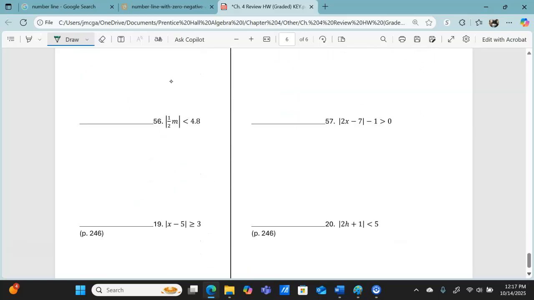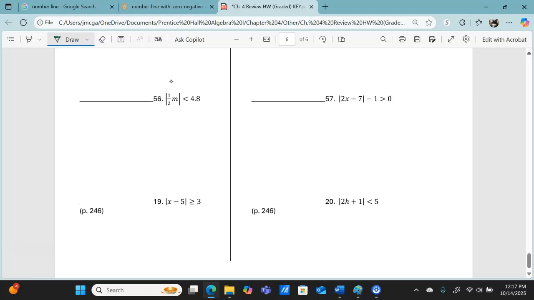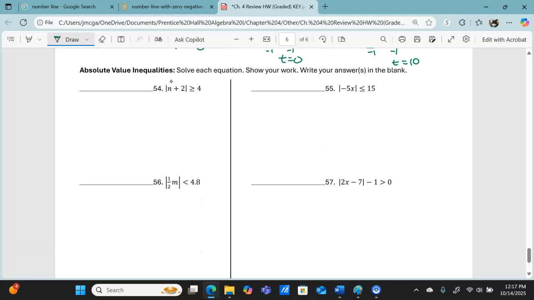And then finally, with absolute value inequalities, I gave you a reminder that when we have a less than, we're going to use an and. And if we have a greater than, we're going to use an or. So L is for "less than, and" and G is for "greater than, or." Here's a greater than, so I'm going to use an or.